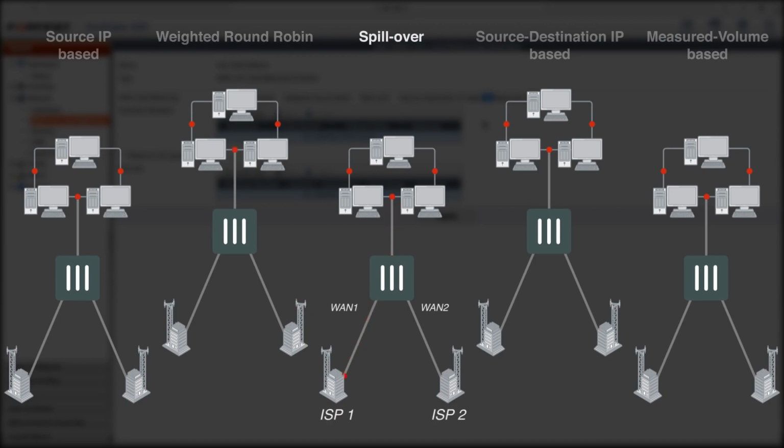The spillover method lets you set a threshold point so that when traffic to WAN 1 starts to get too busy, the FortiGate begins routing traffic over WAN 2. Useful, for example, if your WAN 1 ISP pricing is cheaper than your WAN 2 ISP. The source destination IP based option is similar to the source-based method, except that the balancing algorithm calculates the load balancing based on both source and destination IP addresses. Finally, the measured volume-based method bases its balancing calculation on not the number of sessions, but on the actual volume of traffic measured in bytes.